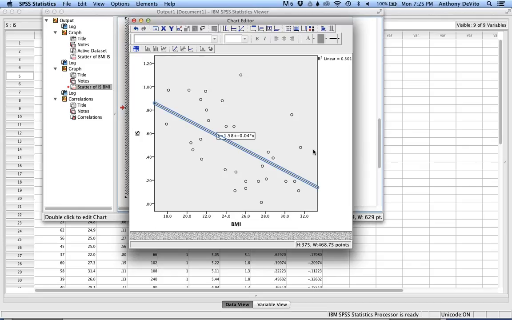But it did it for me anyway. Okay, so notice how this fits. These points are pretty far away from that line. That line balances the values above and the values below, and it gives you the general slope, the general relationship between BMI and insulin sensitivity.